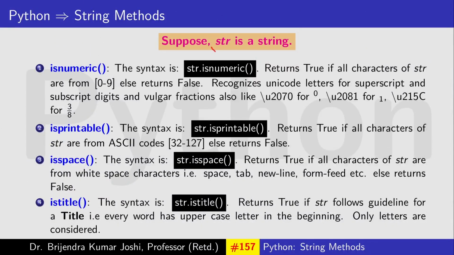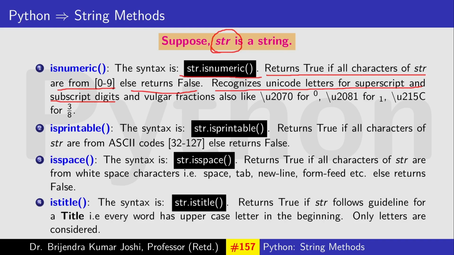Suppose str is a string, then isnumeric. Its syntax is this: str.isnumeric, no parameters required. It returns true if all characters of str are from 0 through 9, both included, else it returns false. Now, it recognizes Unicode letters of superscript and subscript digits as well, just like isDigit.